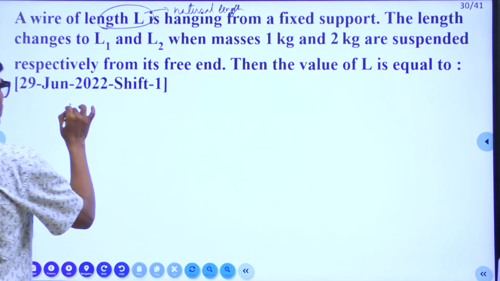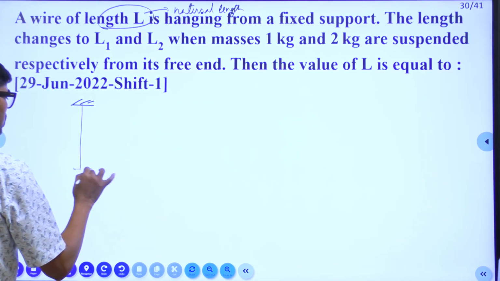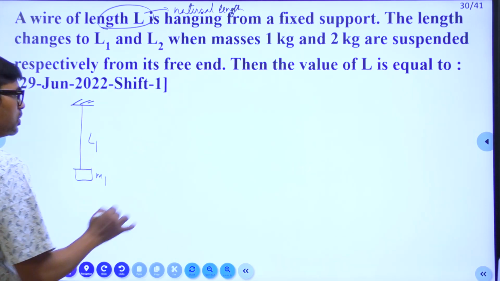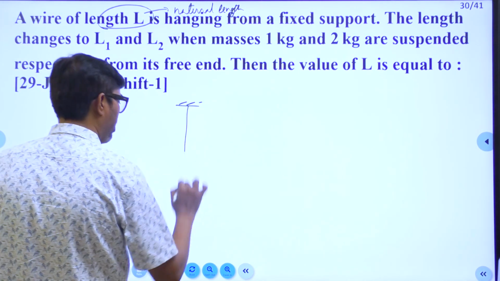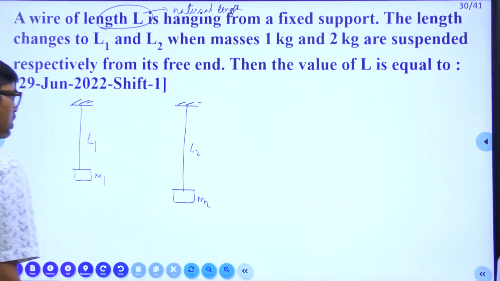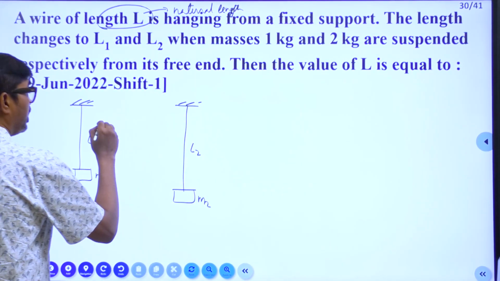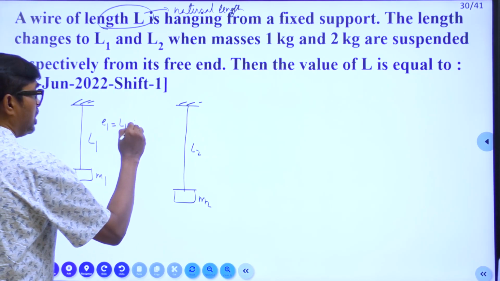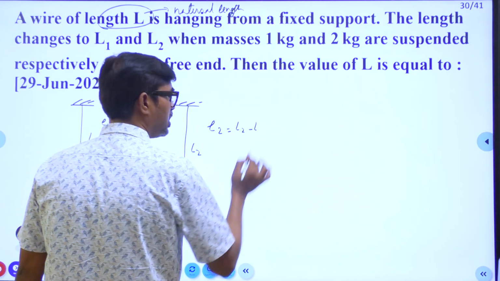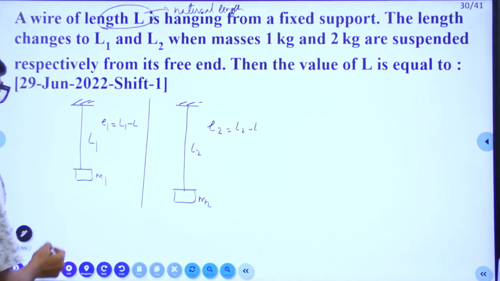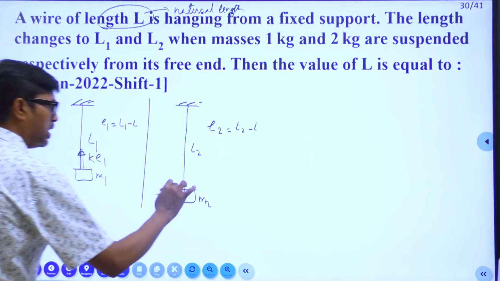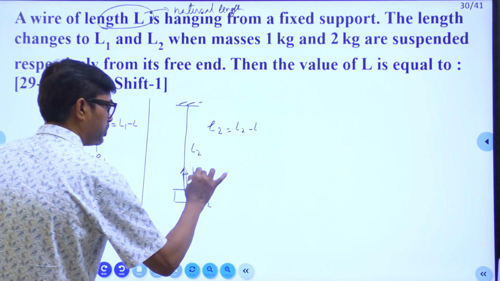So let us draw the diagram here. First situation, you are hanging, let's say M1. I'll do it symbolically. And the length is L1. The second situation, you are hanging M2, 2 kg, and the length has become L2. But natural length is L. We can find elongation in this case. That will be L1 minus L. And elongation in this case will be L2 minus L. Existing length minus natural length. Because of elongation, there will be spring force here, K into E1. And here the spring force is K into E2.